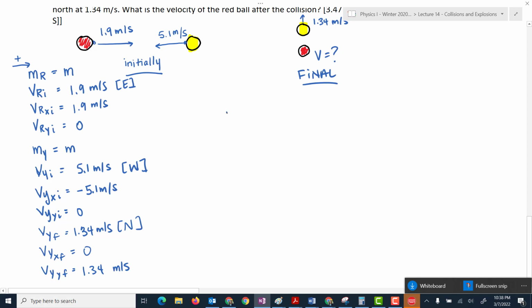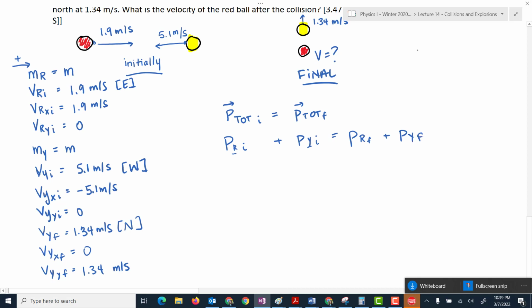So let's look at our momentum equation. We'd say the total momentum initially equals the total momentum final. Initially is before the collision, so initially we have the momentum of the red ball initially plus the momentum of the yellow ball initially, and there should be an equal sign up above. The total momentum initially equals the total momentum final. So the total momentum is the momentum of all the objects, the red ball and the yellow ball, and that is equal to the total momentum final, so the momentum of the red ball final plus the momentum of the yellow ball final.